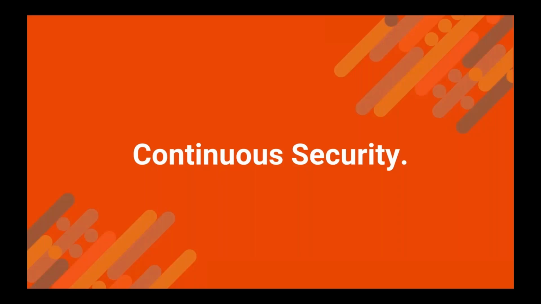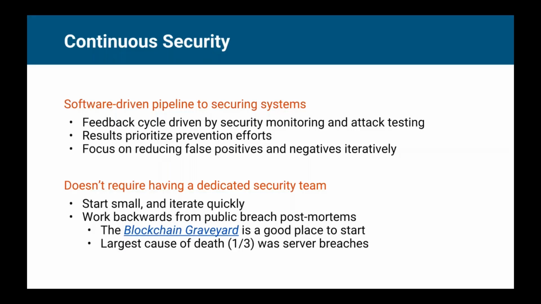And we think of this as the counterpart to continuous delivery, which is the real technology that people are trying to get out of the cloud era and cloud native technologies: being able to be agile and deliver features quickly and seamlessly. And what we need is security to integrate into every piece of this pipeline. So what we call continuous security is primarily a software-driven pipeline to securing systems.